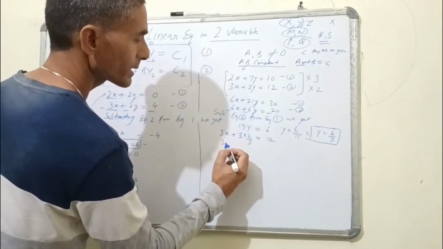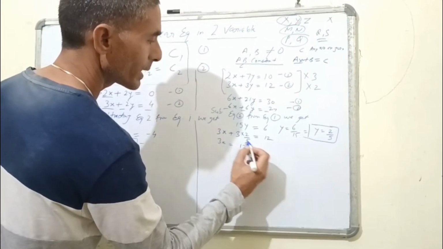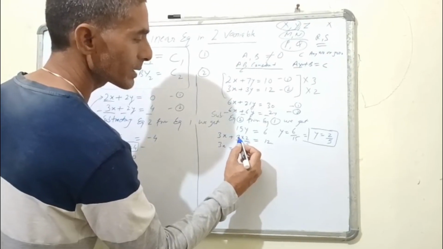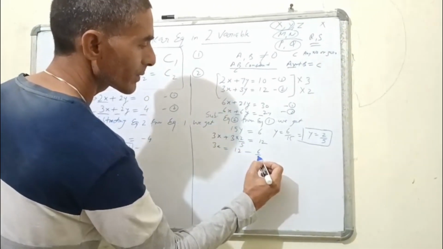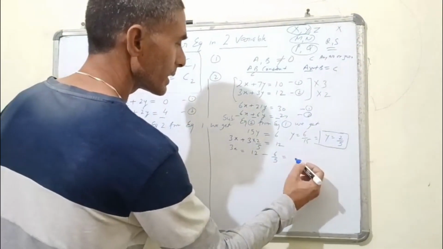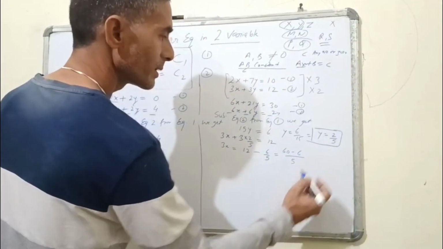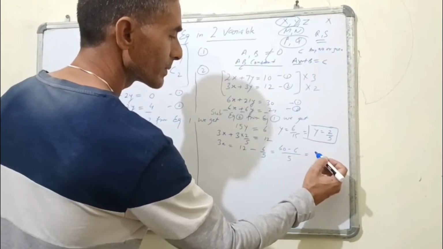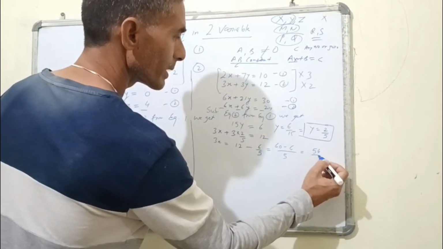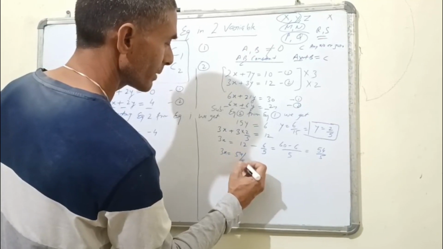So 3x is equal to how much? 12 minus the solution of this, and this will be 3 times 2 is 6 by 5. 12 minus 6 upon 5. Correct? Now if you take the LCM here, so LCM will be 5, this 12 will become 60 minus 6, right? 60 minus 6 is how much? 54. 54 by 5, right? So that means 3x is equal to 54 by 5.